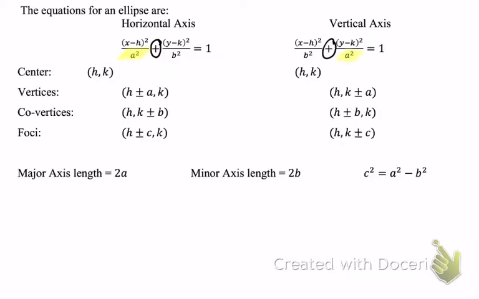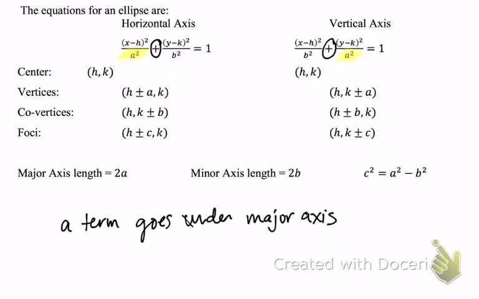So for instance, if you have a horizontal ellipse that looks like a sideways egg, if you look at the picture, your a term is under your x's, which means your x-axis is longer. So your a term always goes under the major axis, or the longest axis. If it's horizontal, it's going to go under the x squared. If it's vertical, like the y-axis is longer, then it's going to go under the y squared.